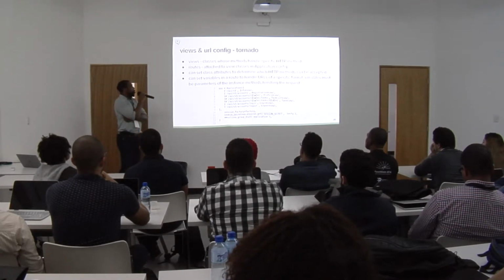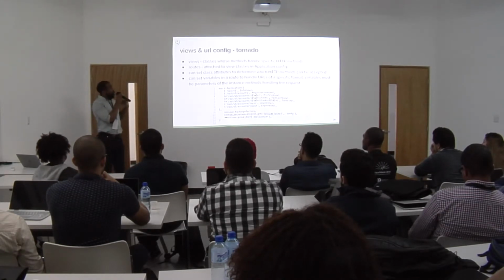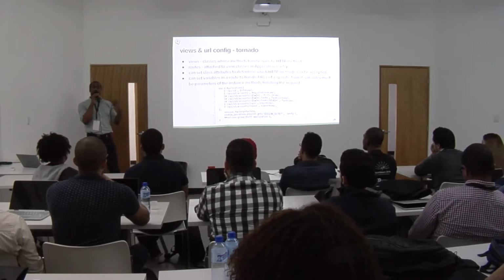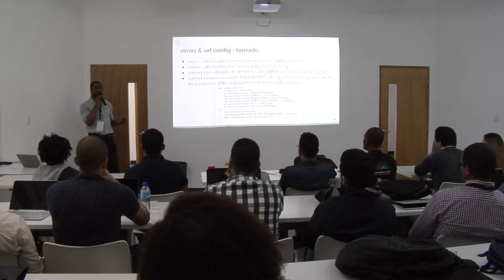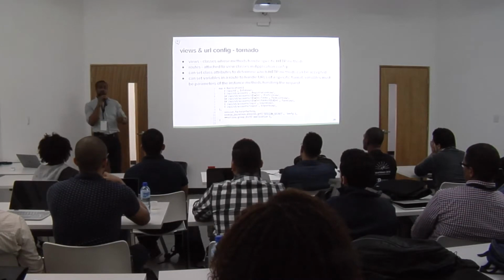Your views in Tornado will look significantly different from your views in Flask. Tornado likes class-based views. What that means is that you have a class which will handle a specific route, and then for every HTTP method that route should handle, you'll have a specific method inside of your class. So if you can handle GET requests, you'll have a GET method.